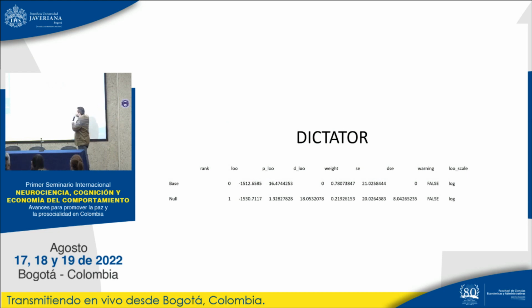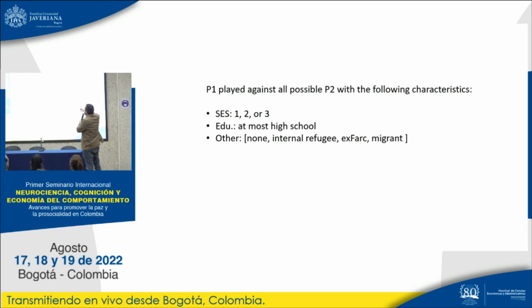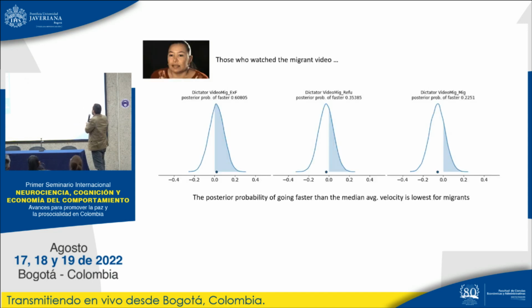The first thing that I show is that the model is significant. This is the dictator game. This is what people saw, but again, this is a summary. It has 5 tokens, how much they transfer to person 2, and person 2 could have these characteristics: education, high school, socioeconomic class 1, 2, or 3, and this is what we changed in the screenshot. And they all saw it in this order. There was no other additional characteristic, such as IDP, ex-FARC, or migrant, in how much they transfer.